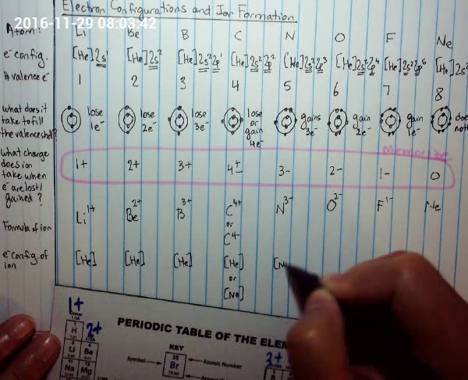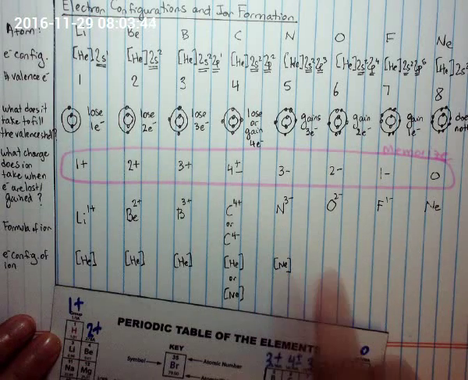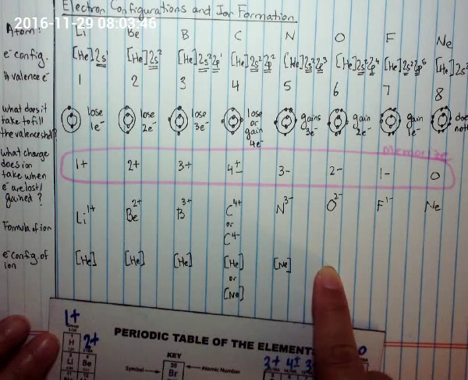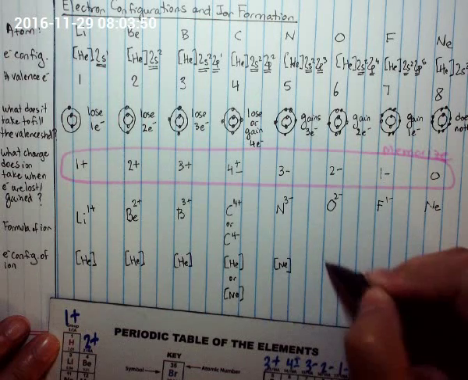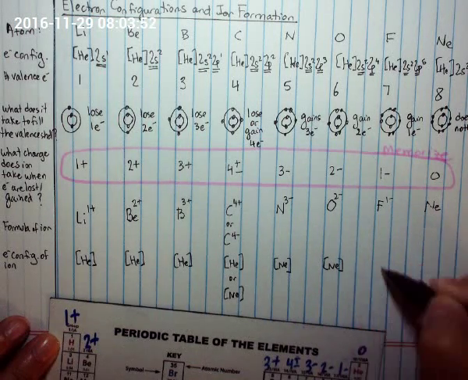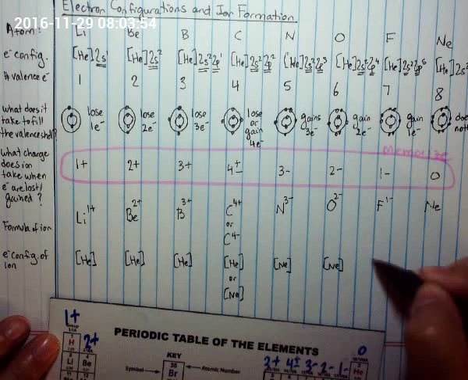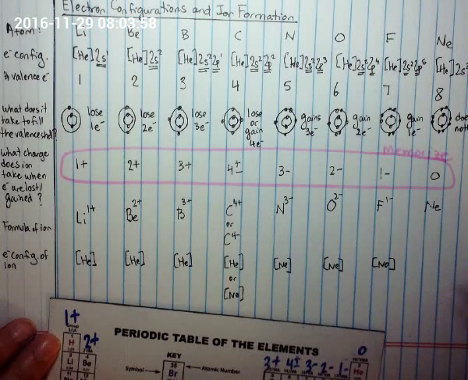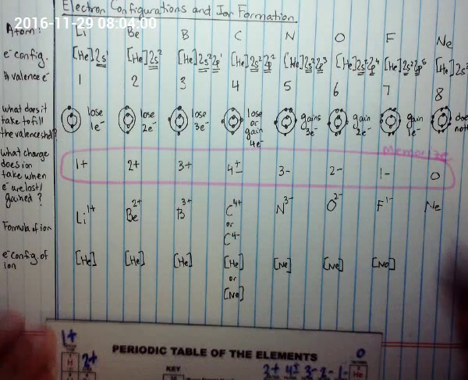Do we have to go through the rest? Do you really want to? What about oxygen when it gains its 2 electrons? What configuration do you think it ends up with? Neon. And how about fluorine? Neon. And what about neon? Neon.